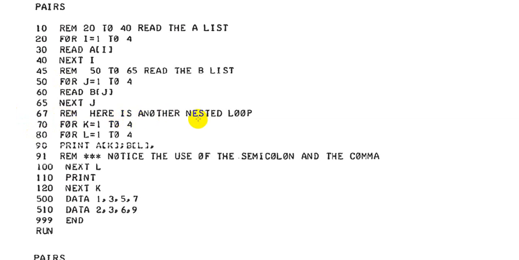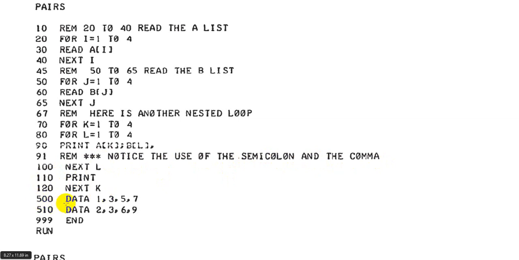67 REM, here is another nested loop. Here another nested loop will be given subsequently, up to step 91. 74 for K equals 1 to 4, 84 for L equals 1 to 4, and 90 print AK, BL. 91 REM. Note the use of the semicolon as well as the comma. 100 next L, 110 print, and 120 next K.